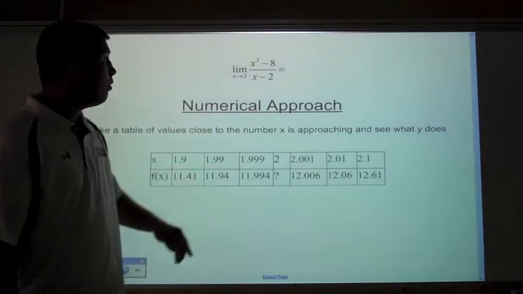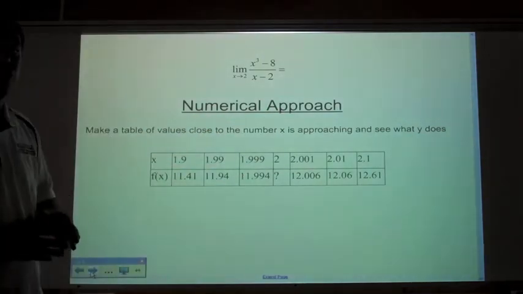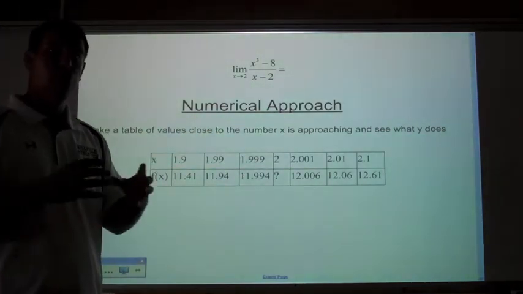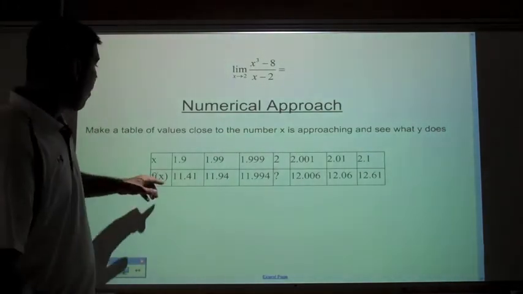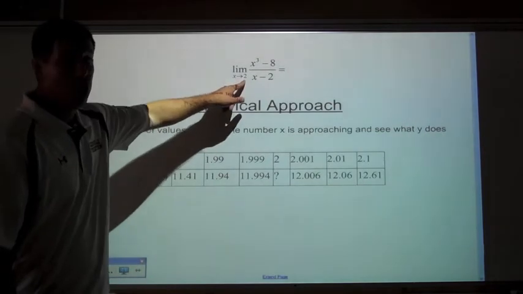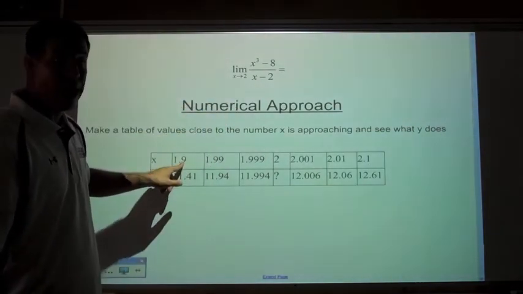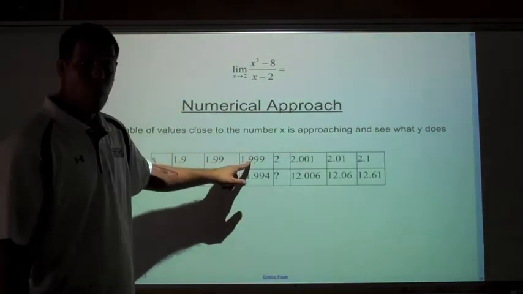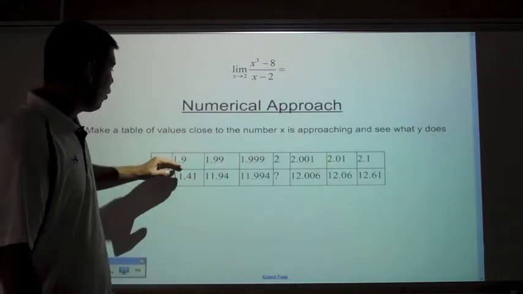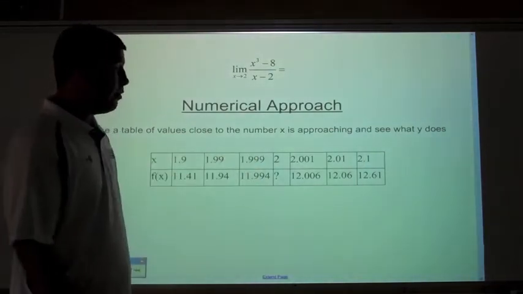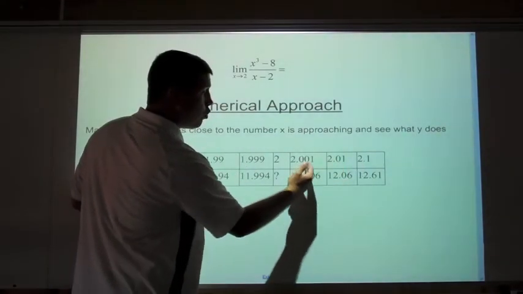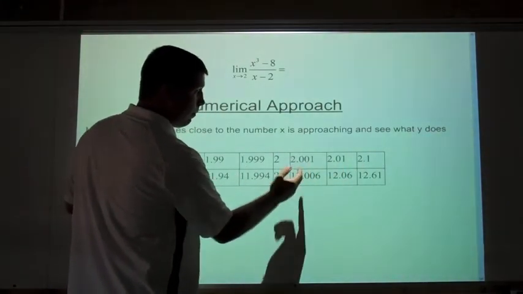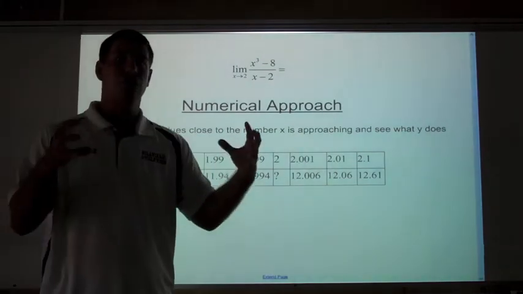So for the numerical approach, we make a table of values very close to that x value and see what happens with the y values. I want to get to 2, so I have x at 1.9, 1.99, 1.999. So I'm getting close from the left side of 2. I want to do the same from the right side. I started at 2.1, 2.01, 2.001. Both of those are getting closer and closer to 2.